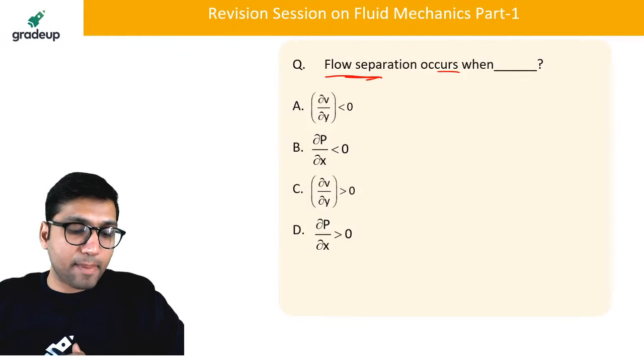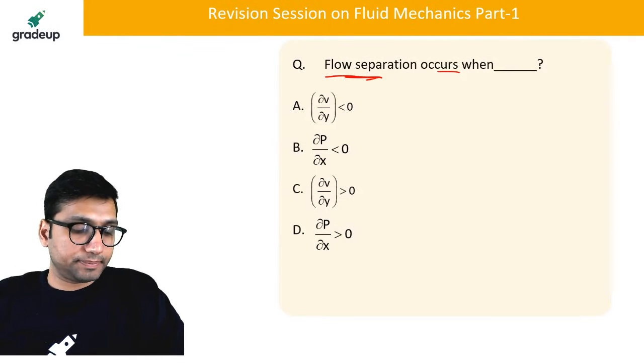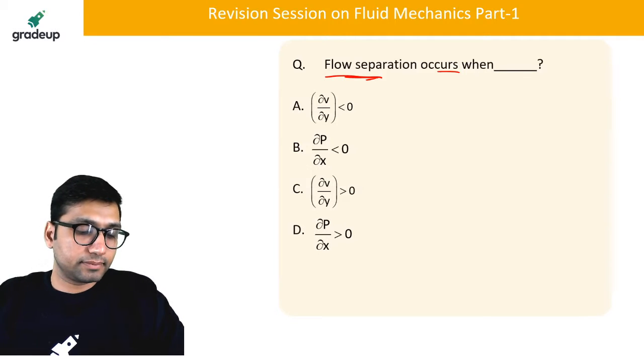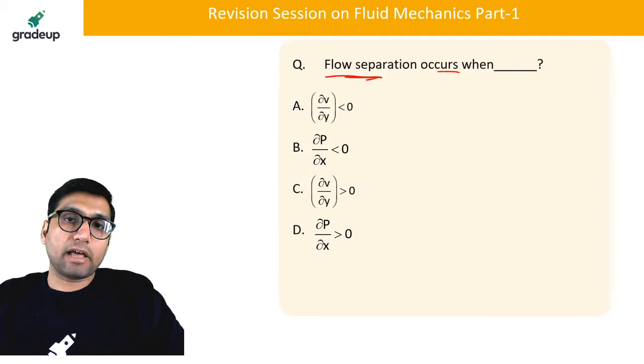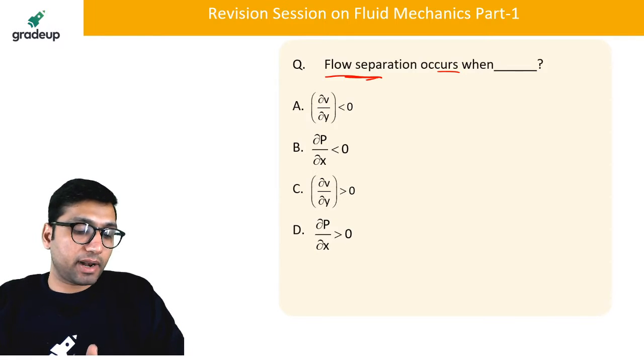We have to revise the dimensional analysis also. Hurry up. The flow separation will occur when velocity gradient will be negative or positive, or pressure gradient is negative or positive. When can we say the flow separation will occur?